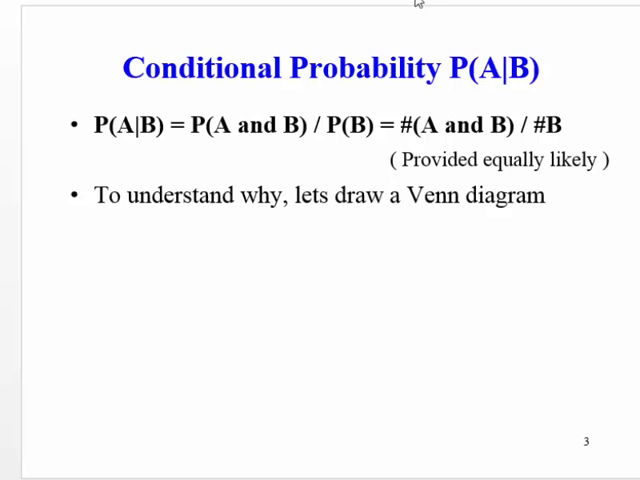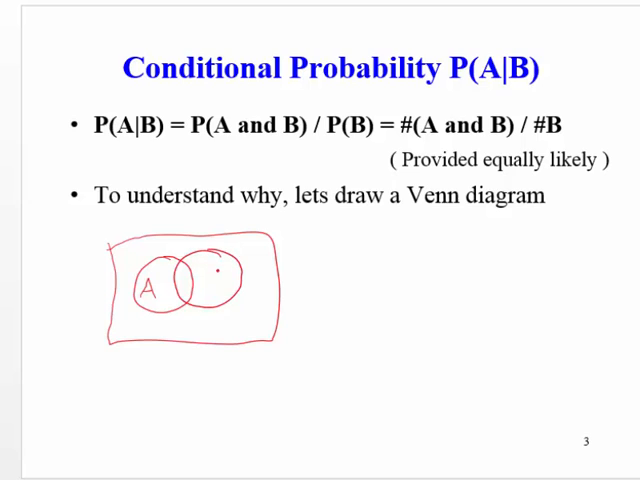To understand that, let's draw a Venn diagram. Okay, so say our universe is this, and let's say this is set A, and this is set B. This is the set A and B. Okay, that's both of them happening. So now let's look at the probability of A given B. Given B means that we're in B. We know B has happened. Okay. So what's the probability of A given B?